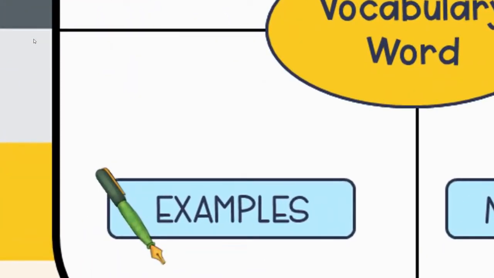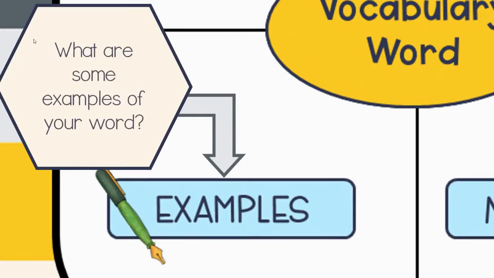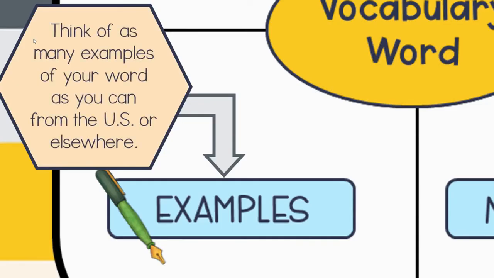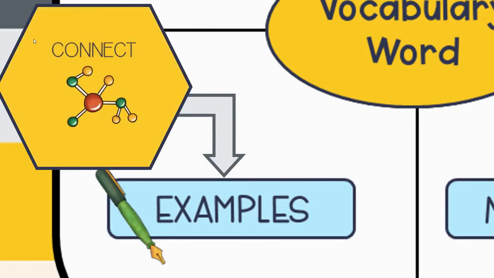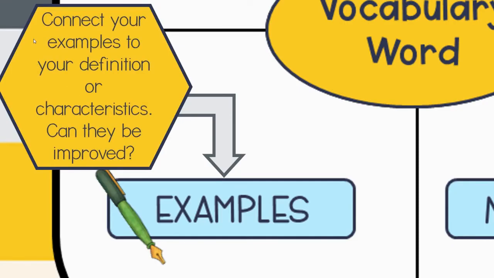Down here, we have the examples. We will go ahead and ask, what are some examples of your word? And with this section, you will think of as many examples of your word that you can from the US or elsewhere. And then you will connect your examples to the definition and characteristics that you have already written. Can they be improved? Can you change the definition at all based on the examples? Can you add to the characteristics that you have written?